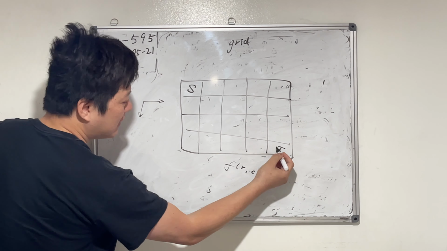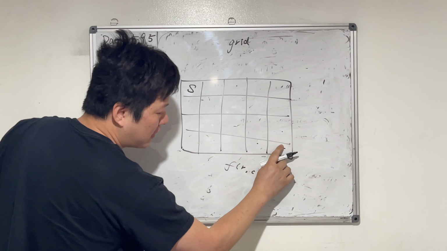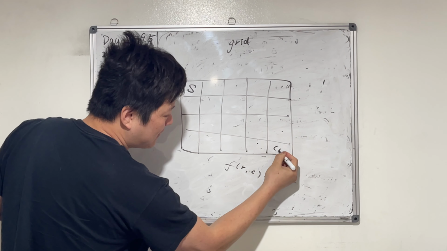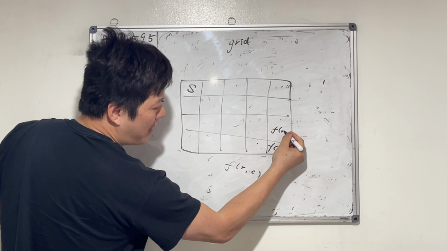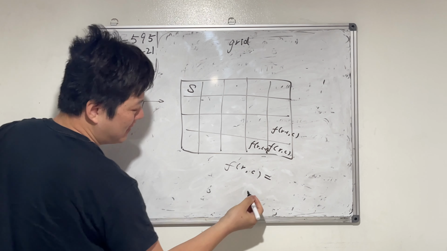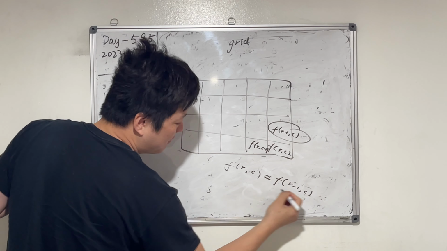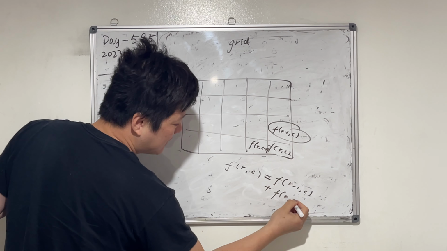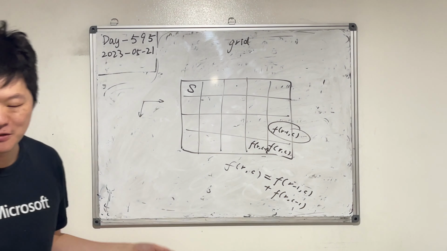If we are here at this point, what is the previous step? Here and here, right? So this is F(R,C), and this place is F(R-1,C). This place is F(R,C-1). So F(R,C) equals F(R-1,C) plus F(R,C-1), right? Dynamic programming equation.